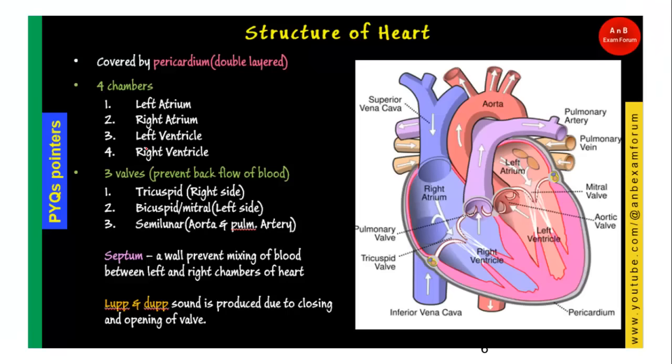And this we have seen in our theory class, this is the structure of the heart. It has basically 4 chambers: left atrium, right atrium, left ventricle, and right ventricle. It is covered by a double layered membrane that is called pericardium. There are 3 walls, and the septum is basically the wall. As you can see, this side contains the carbon dioxide rich blood, whereas the left side contains the oxygen rich blood.